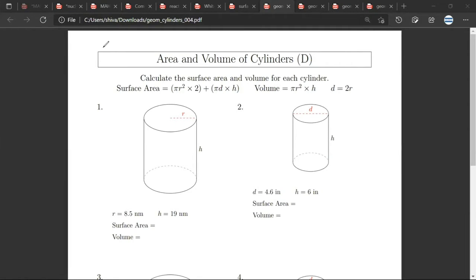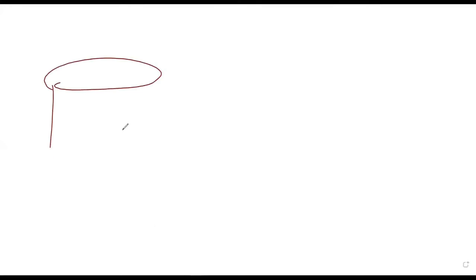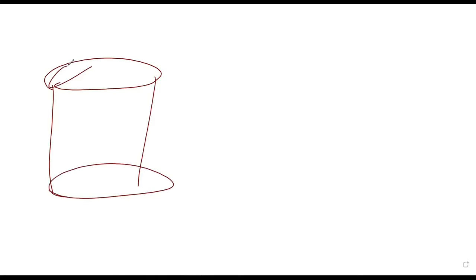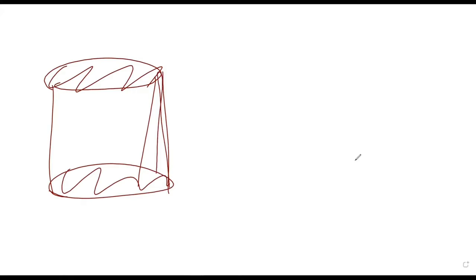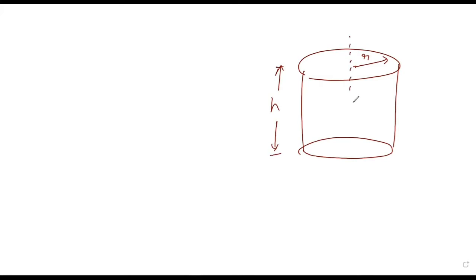So Mr. Satya will be calculating the area and volume of cylinders. One thing about cylinders, this is roughly how a cylinder looks like. Let me draw a better cylinder. Now this would be the radius and this would be the height. Mr. Satya, any doubt till here? No doubt, sir. And this would be the center of the cylinder.